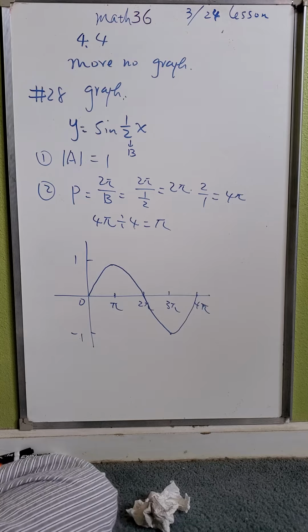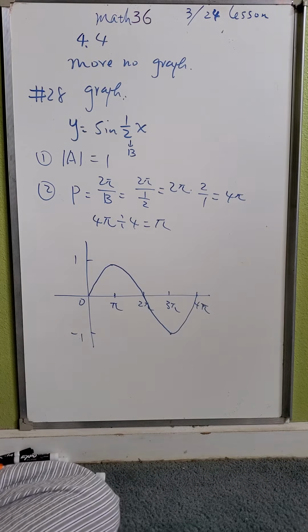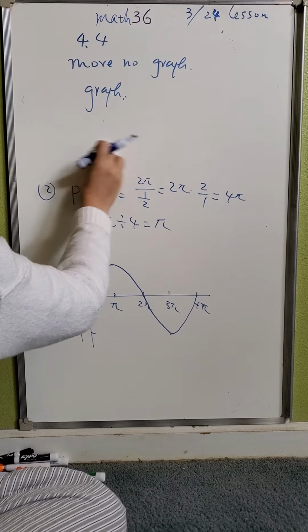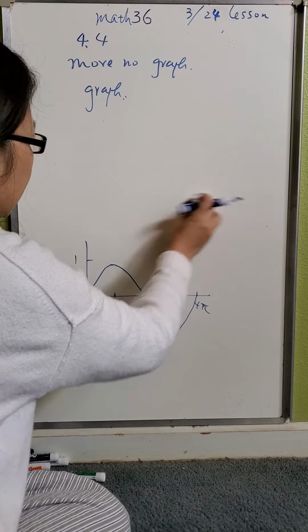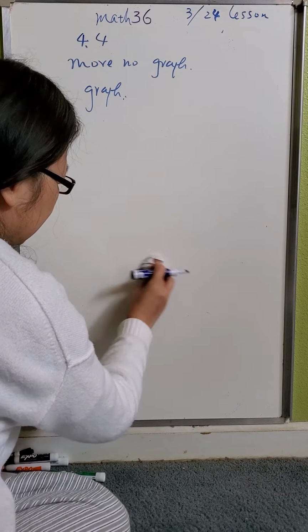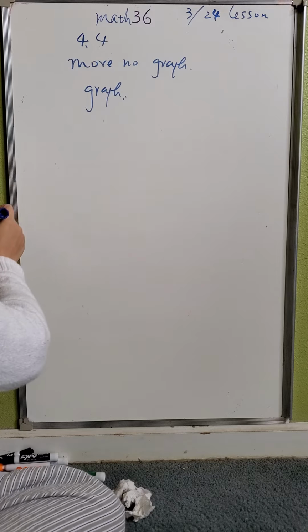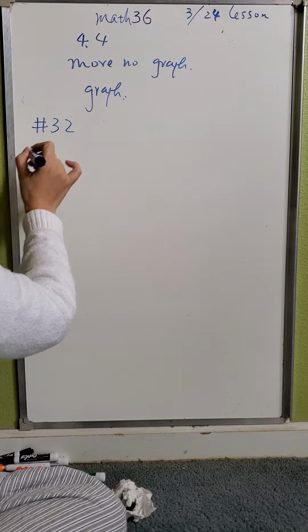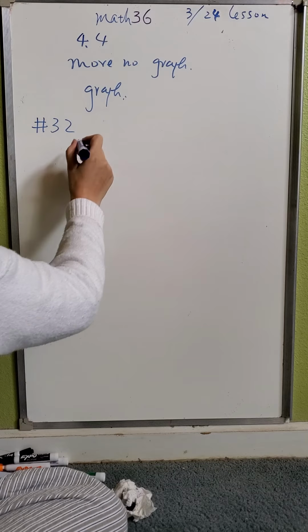And then let's try number 32. We are still doing the graph. For cosine, we share the same model as sine. Number 32: y equals cosine pi x.